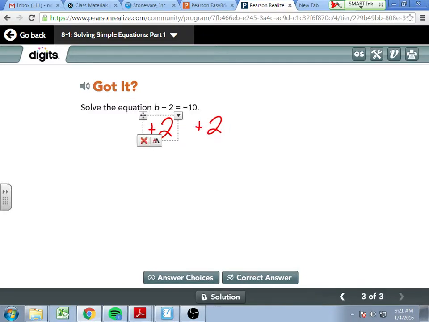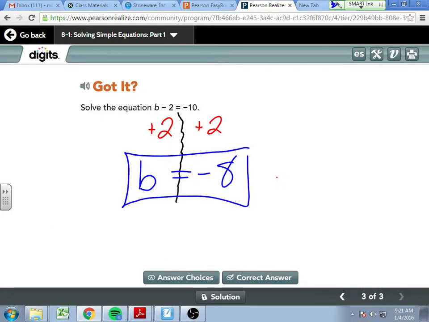Make sure that you're using both sides of the equation. Some people find it helps if right below the equal sign they draw a little line to show we've got a left side and a right side. The same stuff has to happen. So now my left side is only b. What is -10 plus 2? -8. So now we find that this b is -8.